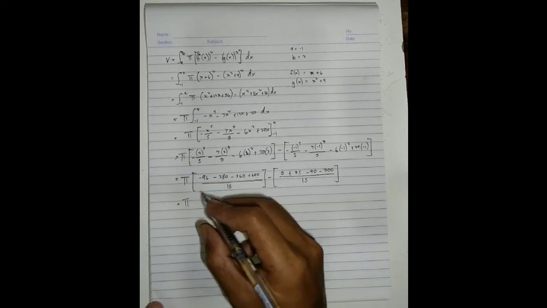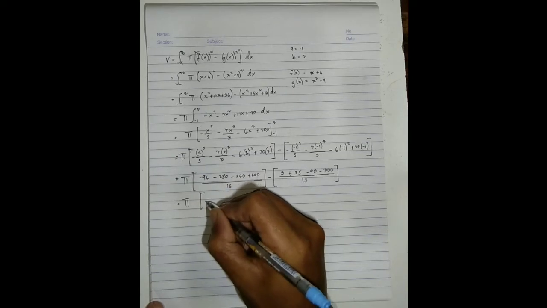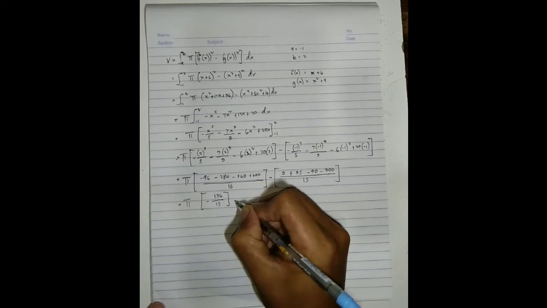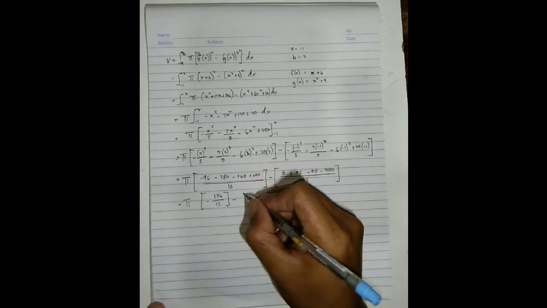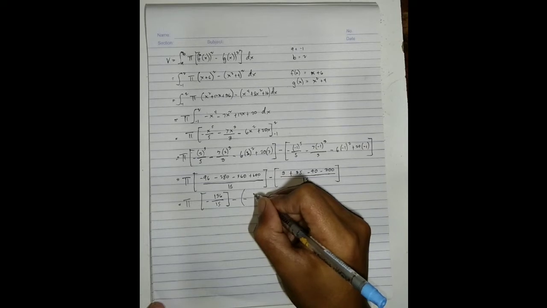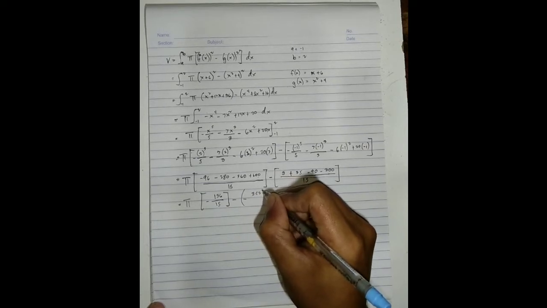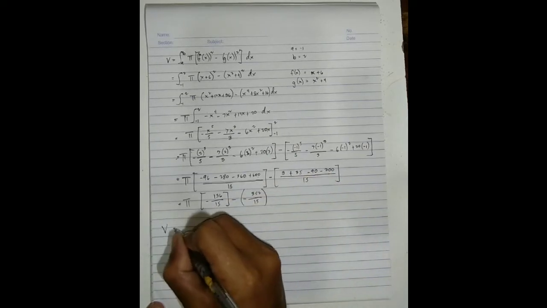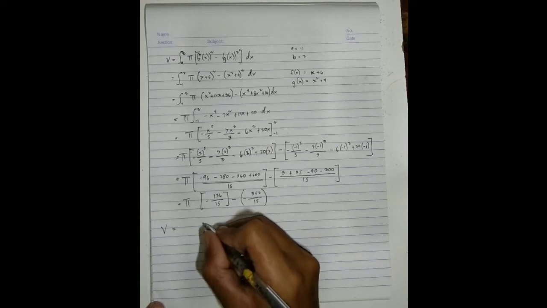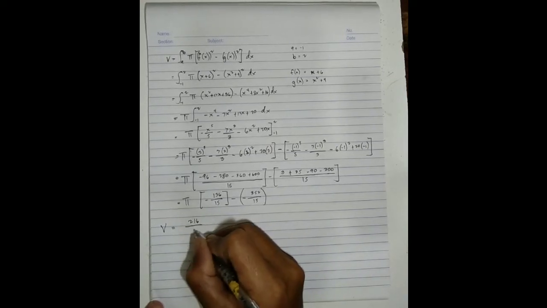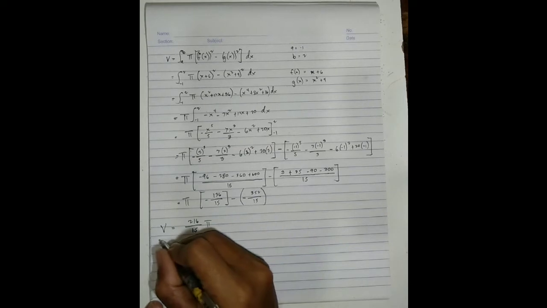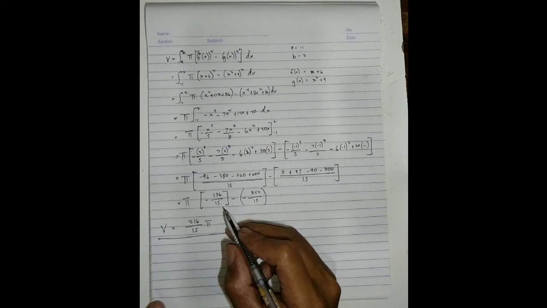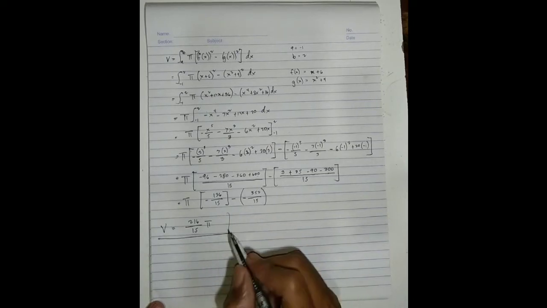So we subtract and add inside the bracket. So it will be negative 136 over 15 minus negative 352 over 15. Then the volume is equal to 216 over 15 pi. So the volume of the solid of revolution of example number 2 is equal to 216 over 15 pi.